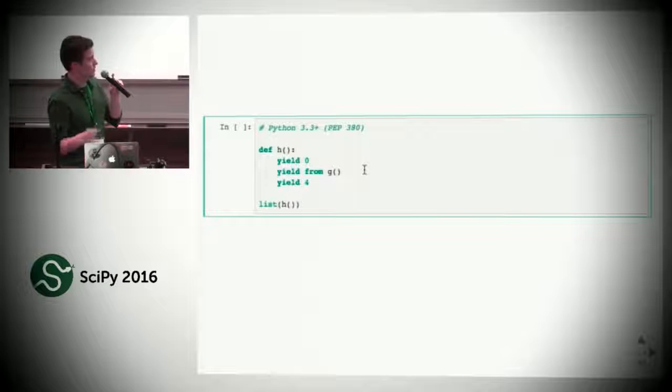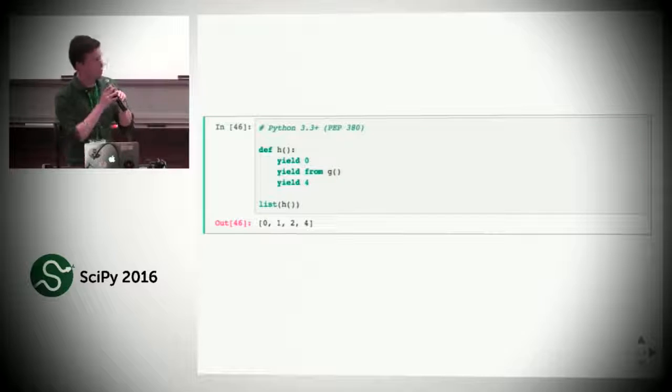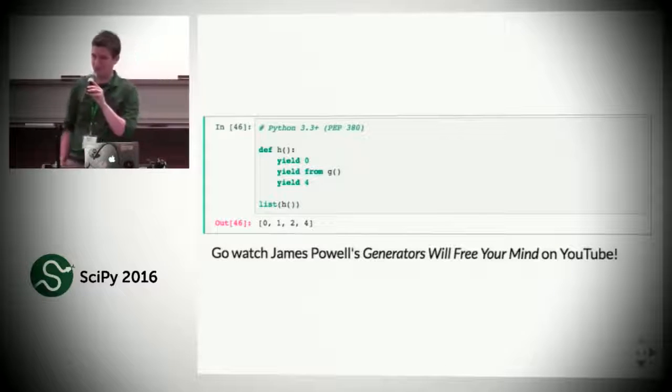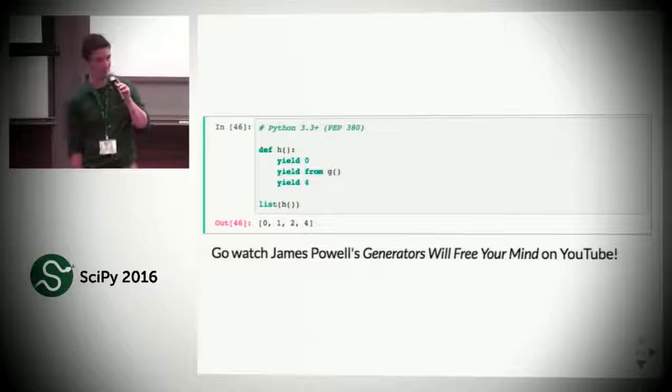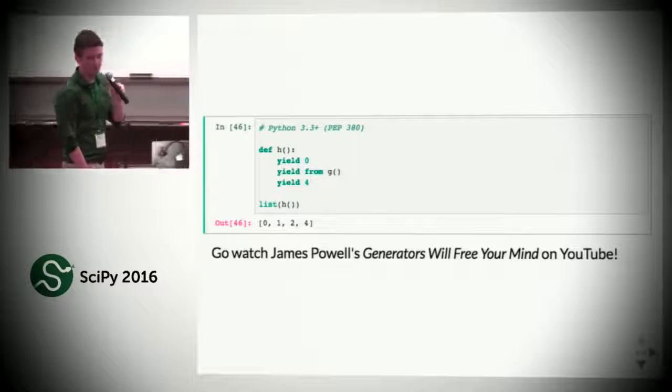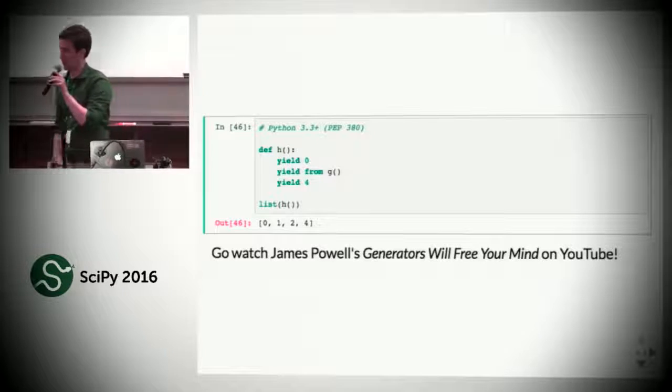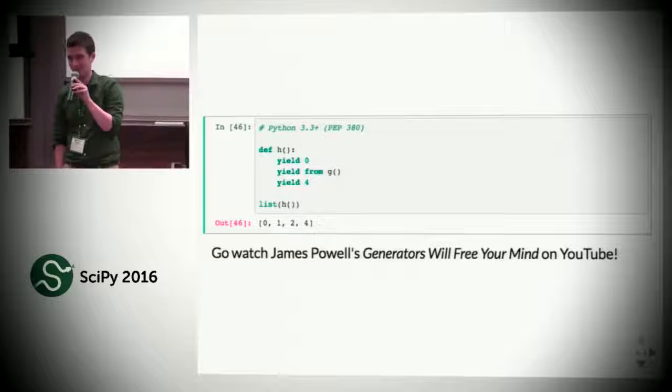Yield from is a way of dispatching from inside one generator to another generator. So when I listify H, we get 0, we get the values from G, and then 4, all as a flat list here. If you want to know more about this, I very strongly recommend James Powell's talks on generators. He's given a talk called Generators Will Free Your Mind many times all over the world. Each one has more alarming examples than the previous, in no matter which order you watch them.